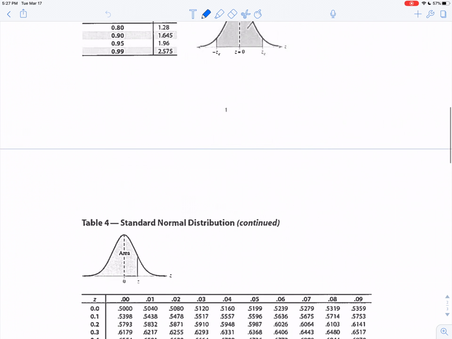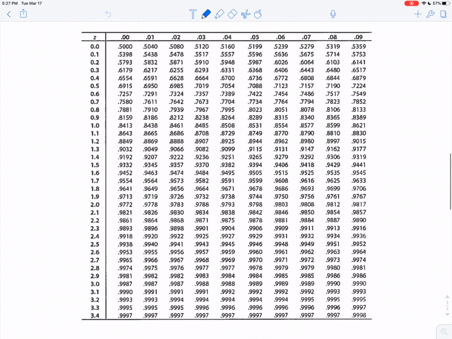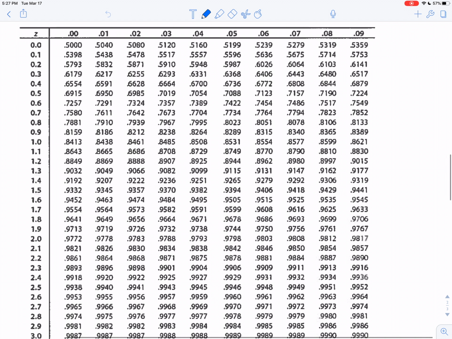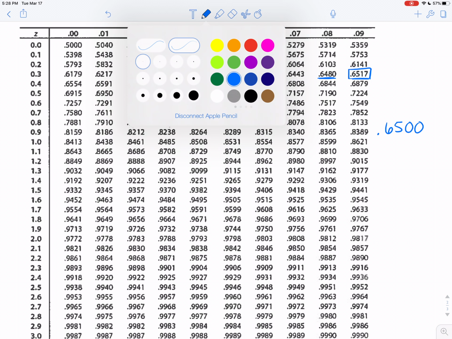So I can take that to my table. This is more than half of the area, so it's going to be a positive z. And I want to get as close as I can to an area of 0.6500. So that's either going to be 0.6480 or 0.6517. Again, if you can pick one that gets closer than the other, that's the one you want to go with. So 0.6517 is getting just a little bit closer.